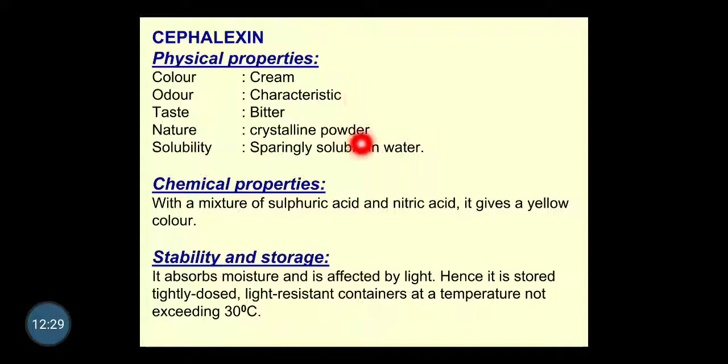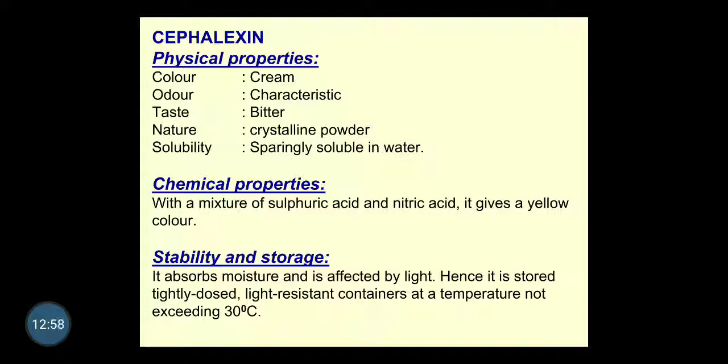Physical properties: it is a cream colored, crystalline powder with a characteristic odor and bitter taste, and sparingly soluble in water. When it is mixed with the acid mixture, that is a mixture of concentrated sulfuric acid and nitric acid, it gives a yellow color. That is a chemical property, as well as one of the identification tests. When it reacts with the acid mixture, it gives the yellow color.